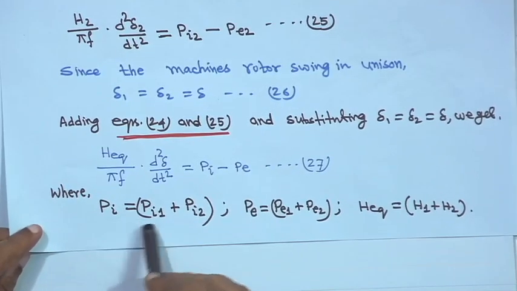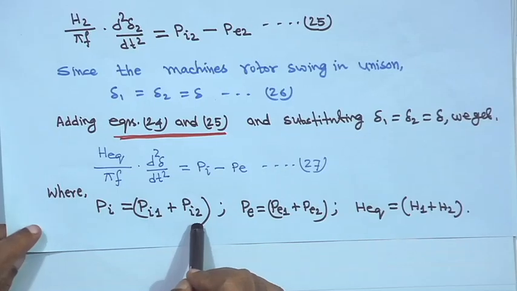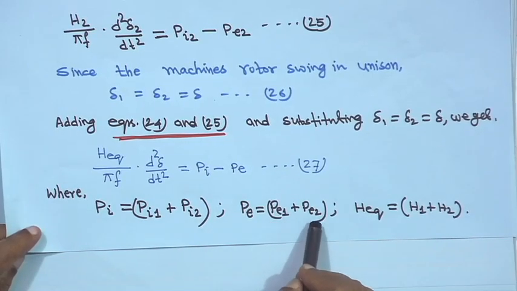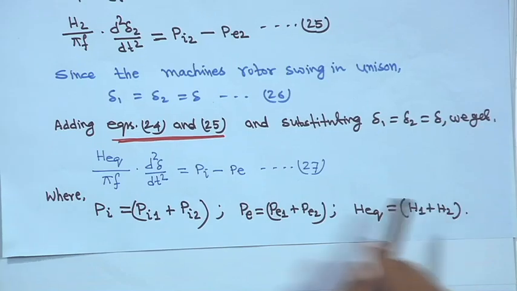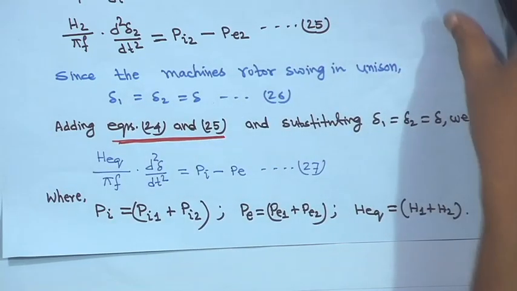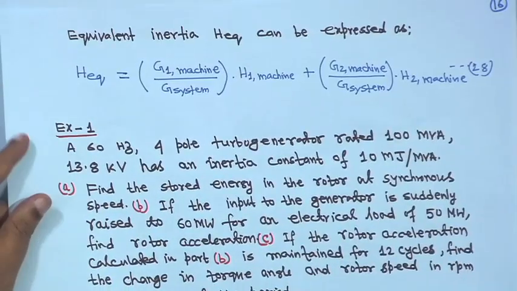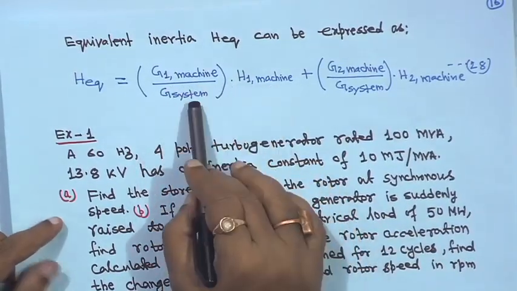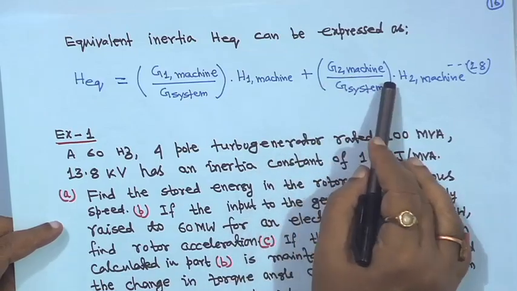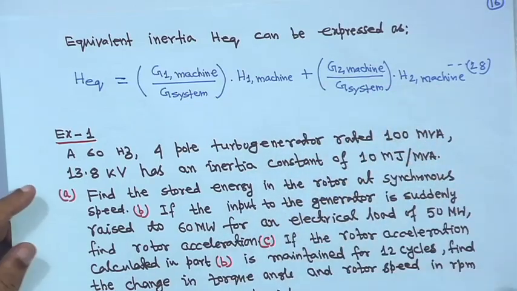That means, where P_I is equal to P_I1 plus P_I2, P is equal to P1 plus P2 and H_eq actually is equal to H1 plus H2. Now, generally that H_eq will be G1 machine into H1 machine divided by G system plus G2 machine into H2 machine by G system, that is the H.